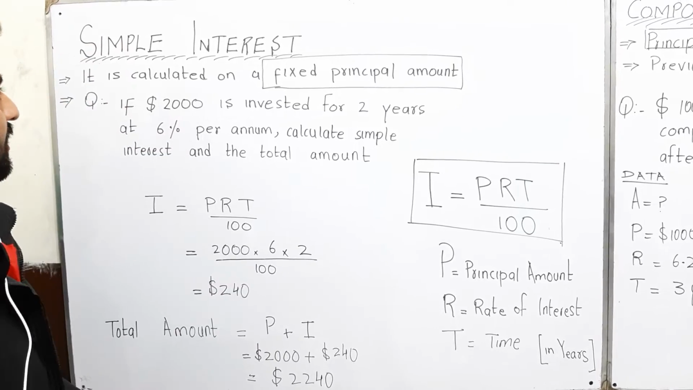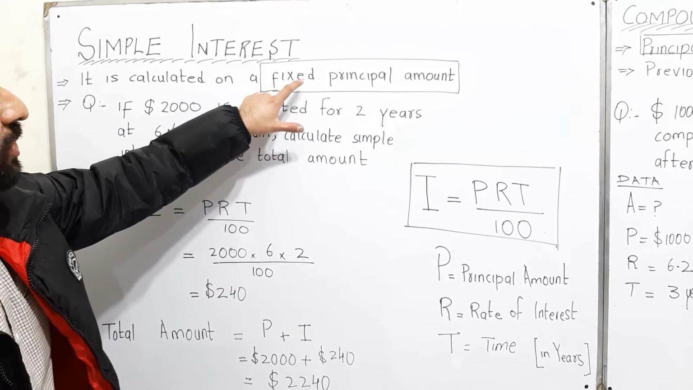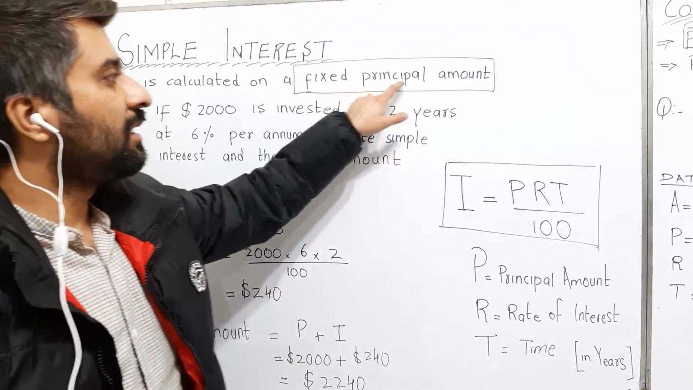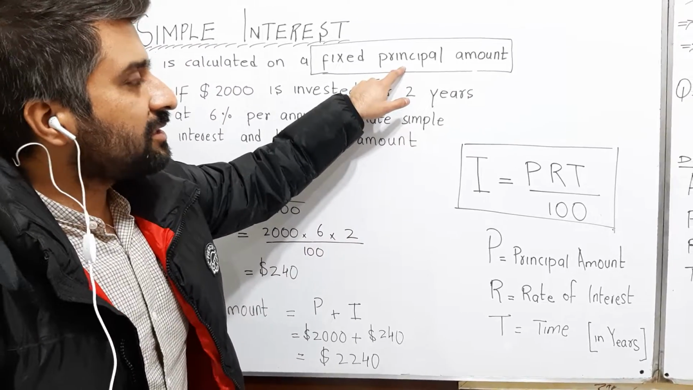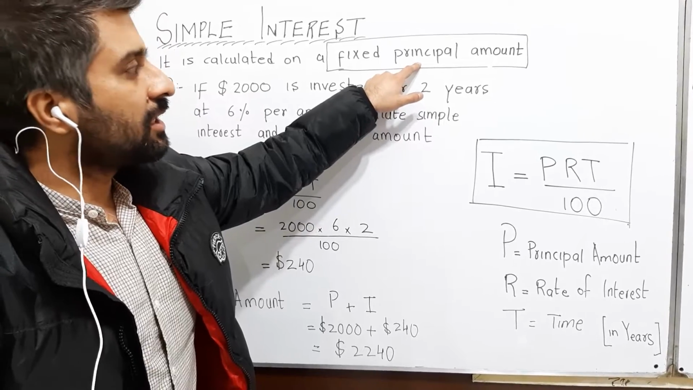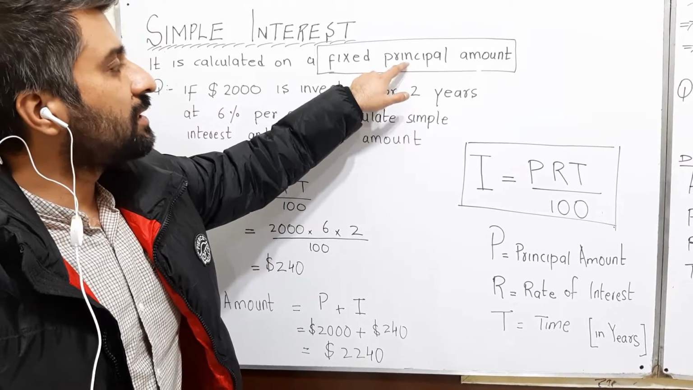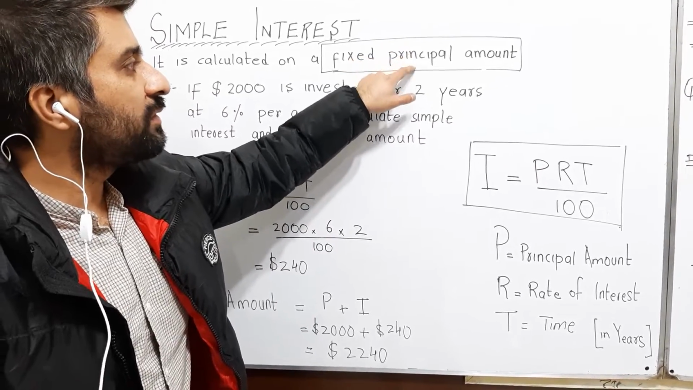Now, simple interest is basically interest that is calculated on a fixed principal amount. The principal amount is the amount that is basically invested, and when you calculate interest, you will be calculating interest on this fixed amount.